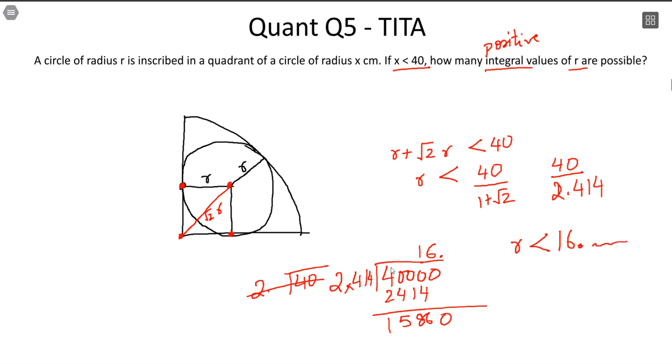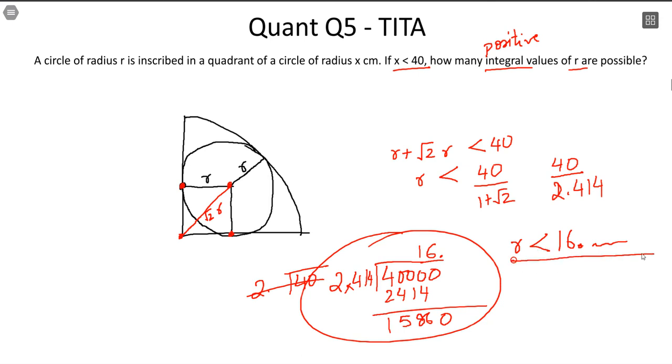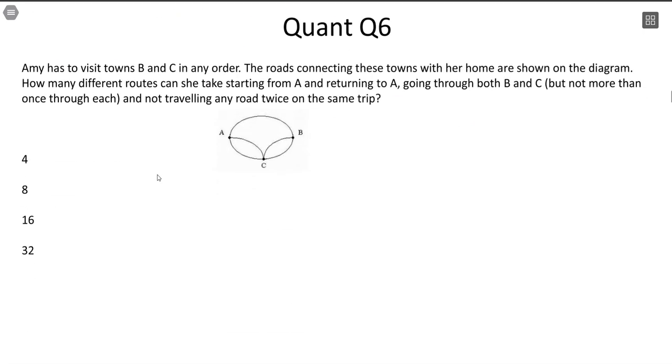Ideally in the exam I wouldn't even bother with this calculation. I would use a calculator. Happily trust my calculator to get me the answer. R is less than 16 point something something. If R is less than 16 point something something, how many integral values of R are possible? The answer will be 16 only. Okay. Fairly straightforward question, just that you have to be patient in solving.